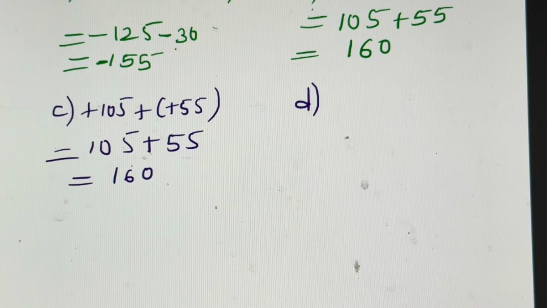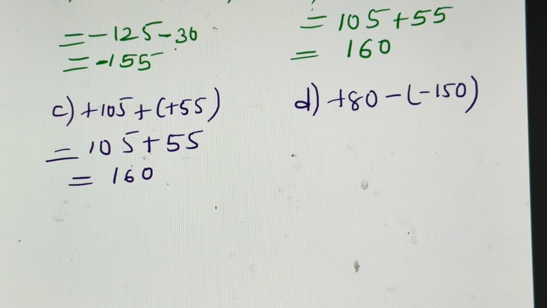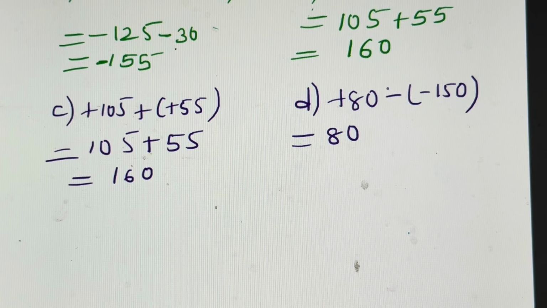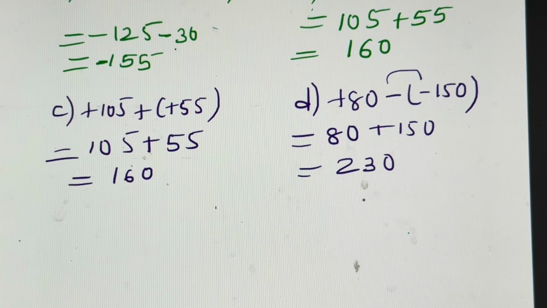Question number D. Plus 80 minus 150. Right? So plus 80 remains 80. We ignore the plus sign. No need to write it again and again. And this minus minus becomes plus. Right? So 80 plus 150, which gives you 230. That's your answer number D.